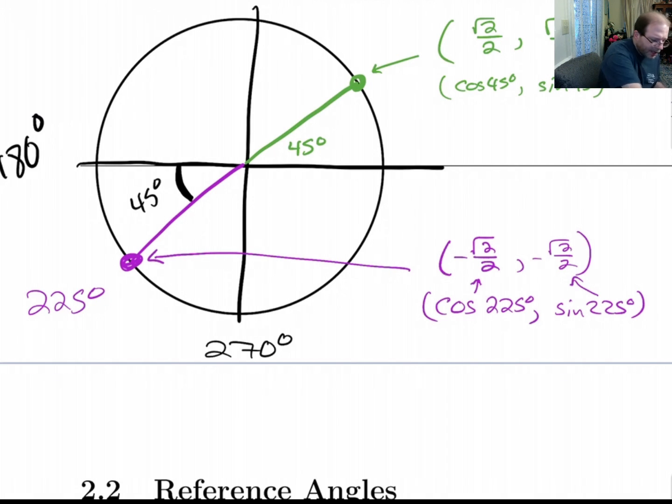So if I put that in my calculator to check it, let's see, 225. Now, root 2 over 2 is 0.7071, blah, blah, blah. That's what it should give me when I take the sine of 225. But it should be negative. Sure enough, it is. Now, if I do the cosine of 225, it's going to give me the same thing.